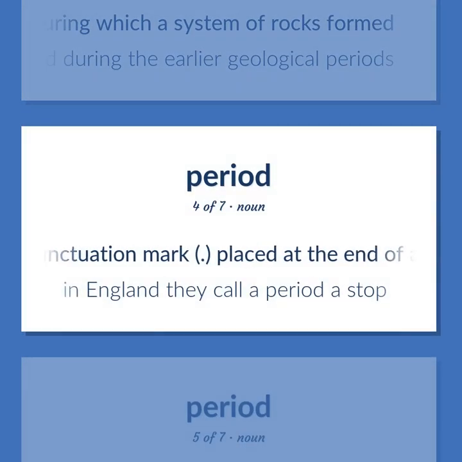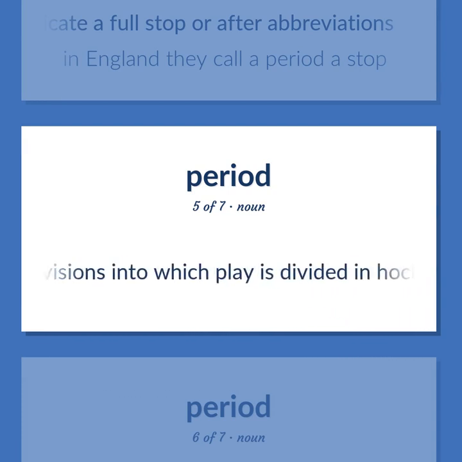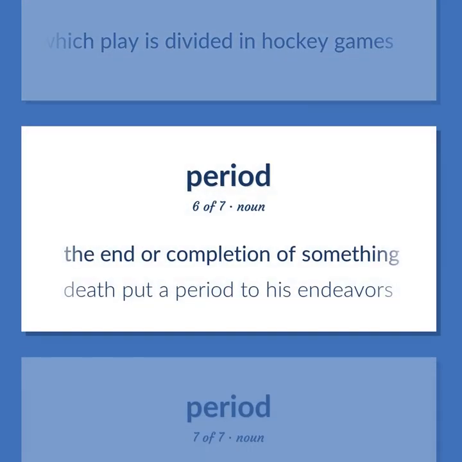A punctuation mark, placed at the end of a declarative sentence to indicate a full stop or after abbreviations. In England, they call a period a stop. Ice hockey, one of three divisions into which play is divided in hockey games. The end or completion of something. Death put a period to his endeavors.